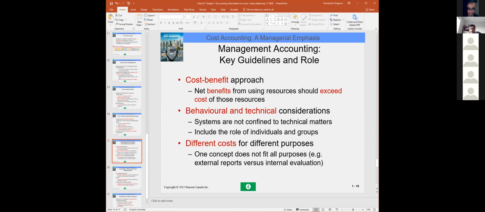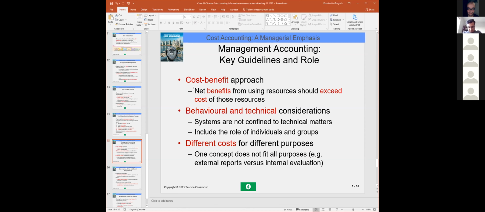Management accounting, the key guidelines and roles. This cost-benefit approach is similar for you finance people. How many people here have done capital budgeting? So anybody here, capital budgeting or net present value? Yes, I have, Carla has, Tulupe has. So cost benefit is basically a similar approach. You're basically taking your net benefits over your costs. It's always more advantageous to use the time value of money. So basically it's capital budgeting or net present value analysis.